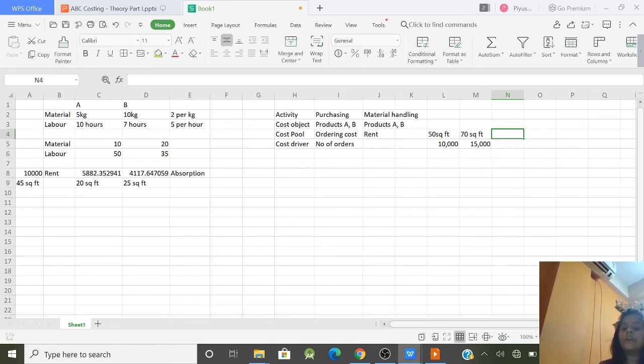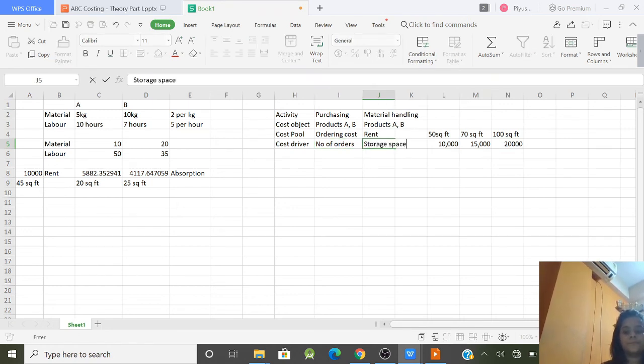Now the production increases even more and we require a 100 square feet warehouse. Then we'll have to pay even a higher rent than this, say 20,000. So we see that with an increase in the storage space, the rent is also increasing. So in this case, the cost driver will be the storage space. Higher the storage space, more will be the rent.